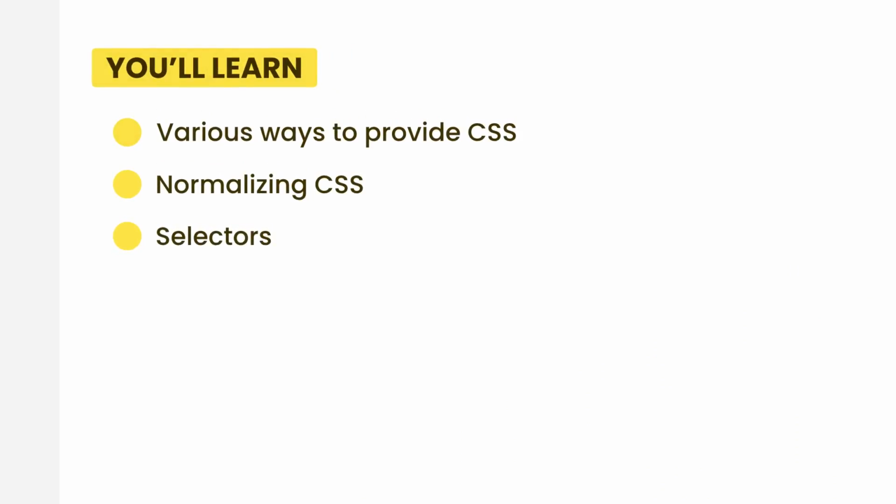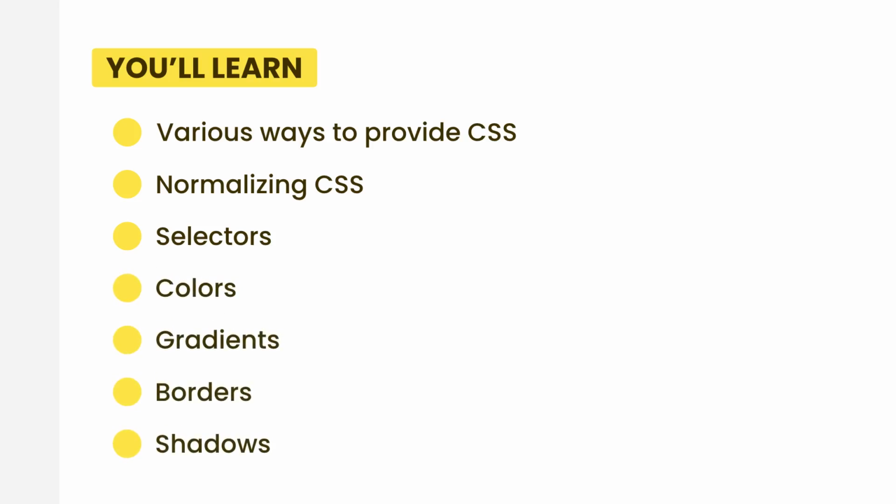Then we're going to talk about selectors in detail. With these selectors, we can target various elements for styling. Once you understand these selectors and how they work, then we'll talk about some cool things you can do with CSS. We'll talk about colors, gradients, borders, and shadows. If you want to learn CSS well and become a ninja web developer, don't miss any lessons in this section. So let's jump in and get started.